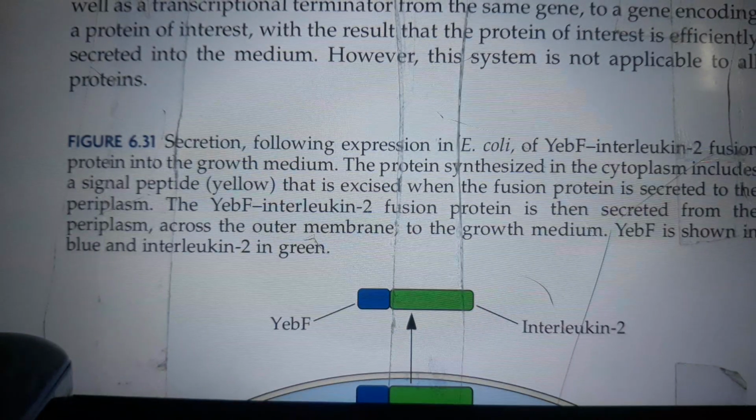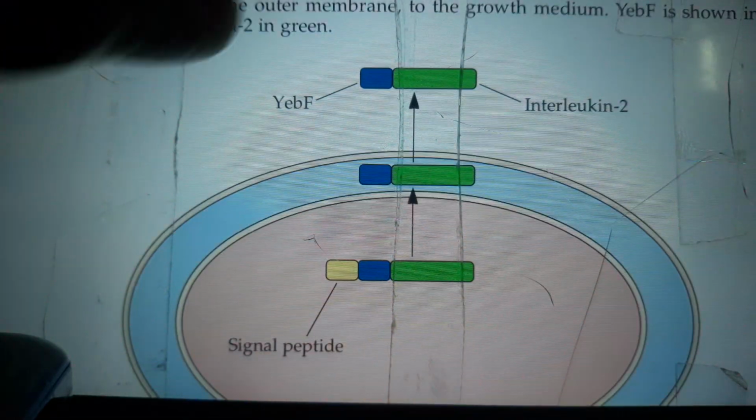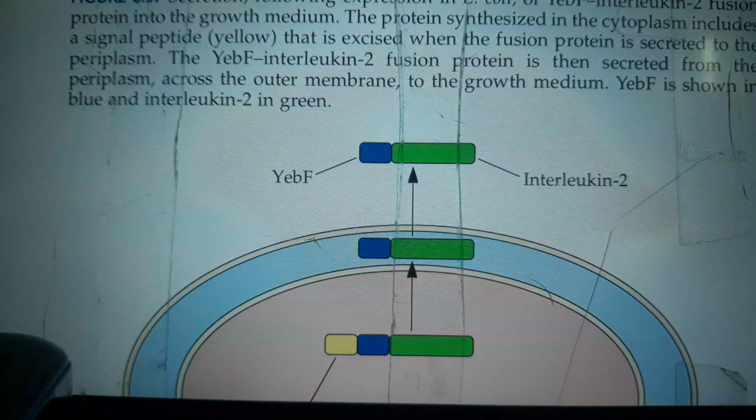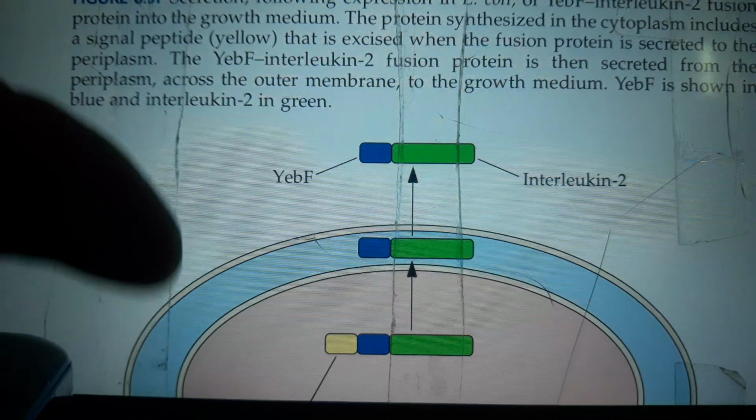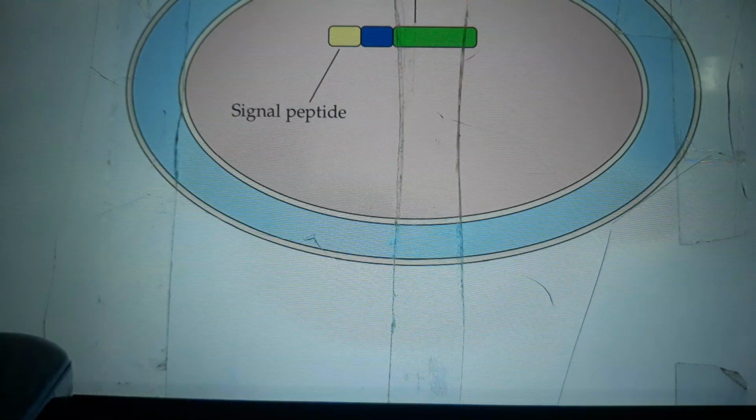Have a look at Figure 6.31, secretion following expression in E. coli of YEBF interleukin-2 fusion proteins into the growth medium. The protein synthesized in the cytoplasm includes a signal peptide, yellow, which is shown. Let's go down and have a look. Yeah, that's there. That is excised when the fusion protein is secreted to the periplasm. The YEBF interleukin-2 fusion protein is then secreted from the periplasm across the outer membrane, so to the growth medium. YEBF is shown in blue and interleukin-2 in green. This is the diagram here.